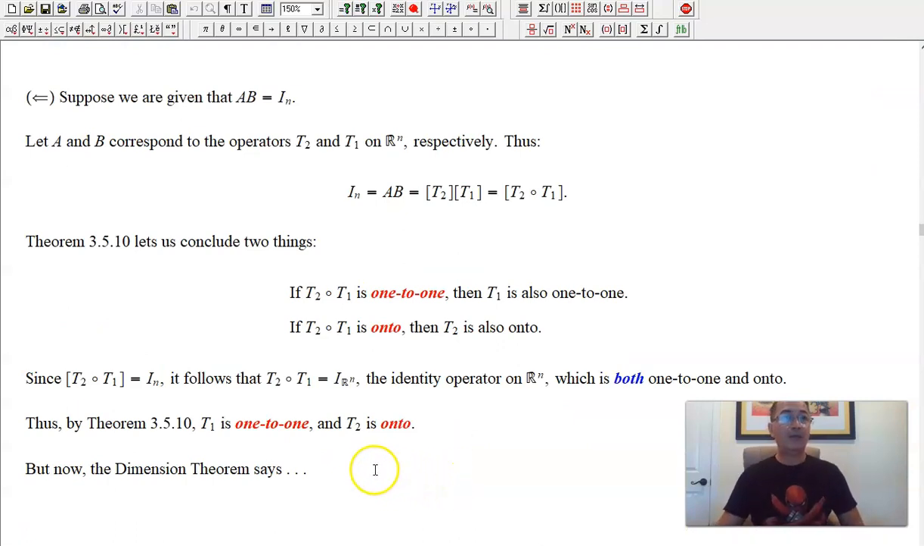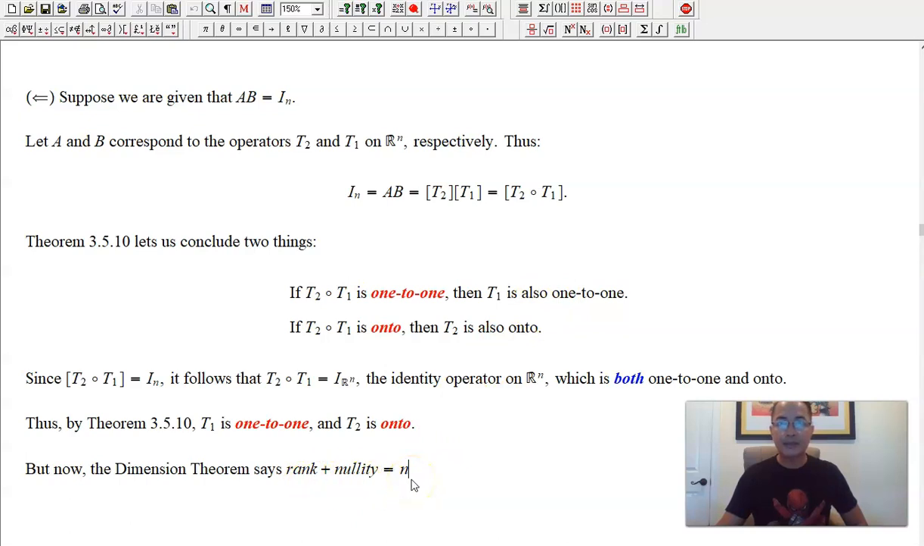However, now we have the dimension theorem. The dimension theorem says, I hope you remember, that the rank plus the nullity of a matrix is the number of columns. We have an n by n matrix, so we have n. Even if you forgot that it was the number of columns, it would still be n because we have a square matrix. So what do we have here? If T1 is one-to-one, the nullity of T1 is 0, therefore the rank is n.